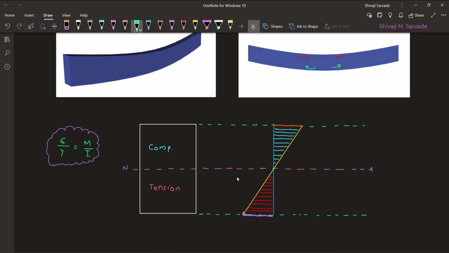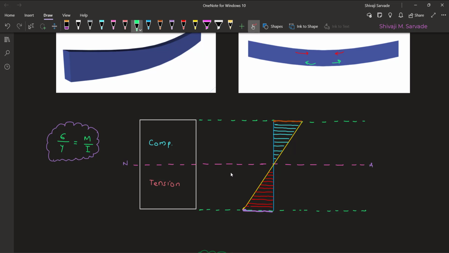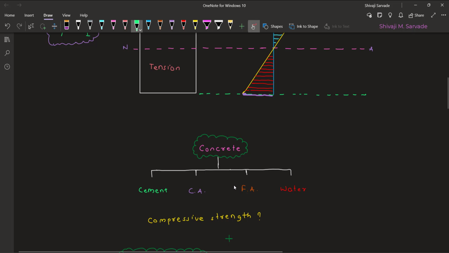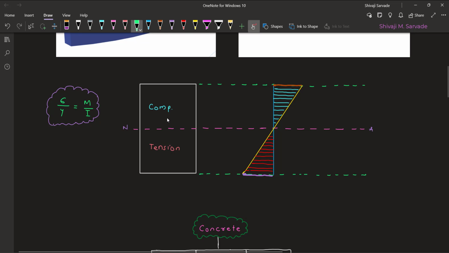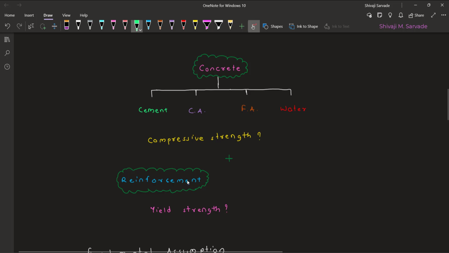So we need a material which will be equally strong in compression as well as in tension. The material that comes to our mind, which also has the advantage of taking any general form we give through formwork, is reinforced concrete. Now reinforced concrete is made up of two distinctly different materials. First is the concrete, which is made up of cement, coarse aggregate, fine aggregates, and of course water. For this concrete, we need to get the compressive strength, because we are expecting that the concrete will resist compression.